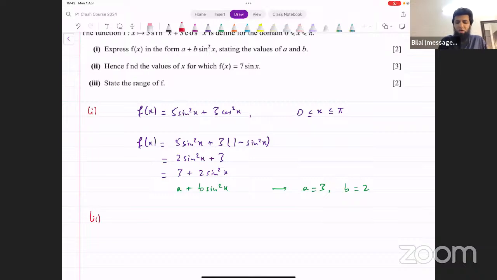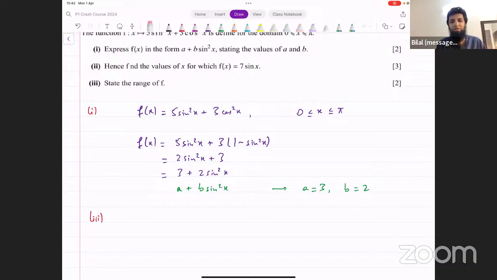In part 2, you have to solve an equation. Now, again, you've done this in trigonometry. It looks like it's going to become a quadratic equation. You can solve that quadratic equation. We've done many of those. I'm going to skip that part. We're doing functions. So let's move on to the last part, which says state the range of it.